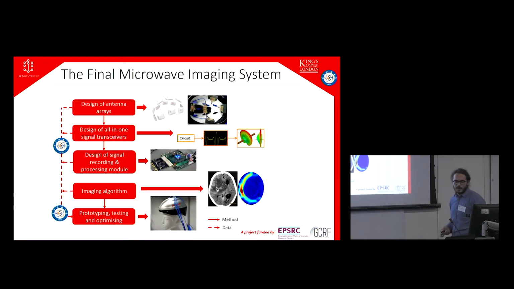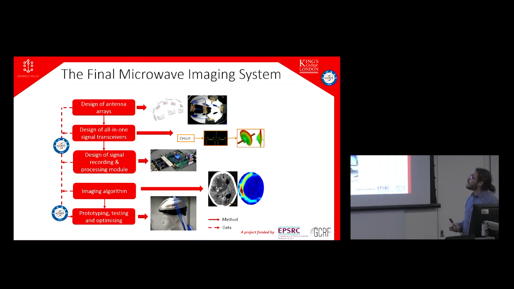Looking at the final microwave imaging system, there's work done on the design of the antenna arrays that's been done in King's. Actually, lots of stuff has been done from both sides, but basically the design of the single-signal transceivers is by collaborators in China, as well as the prototyping, testing and optimization of the hardware and the actual helmet. The imaging algorithm, as we described earlier, is also work that we have been doing here.